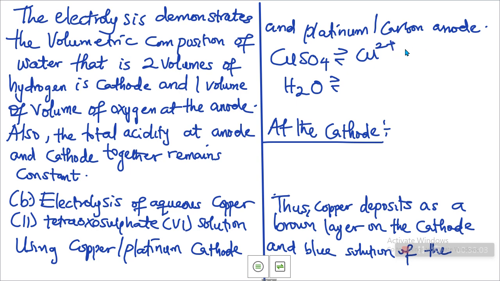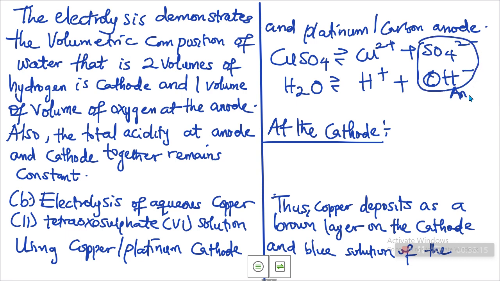Now don't forget, we have Cu2 plus and SO4 2 minus. The negatively charged ions will go to the anode, because the anode is positive. The Cu2 plus ions will move to the cathode. Now what is going to happen, according to what I taught you?